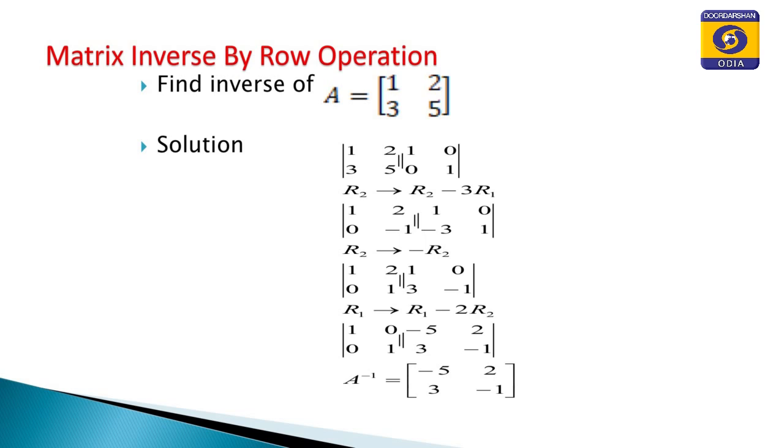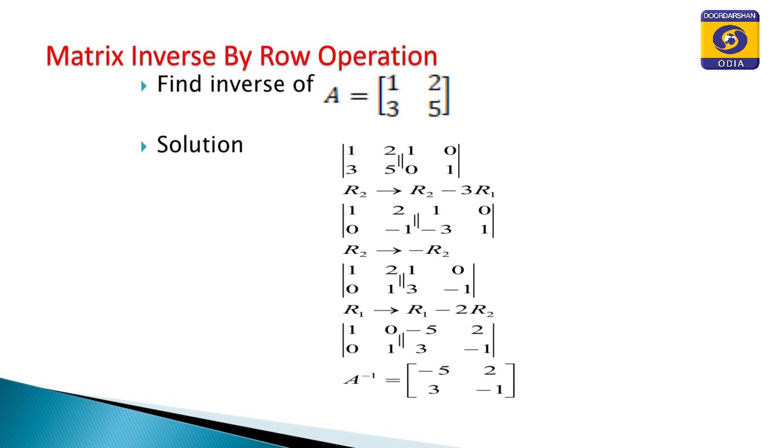Find the inverse of this matrix. Suppose A is a matrix given by 1 2, 3 5. Matrix inversion by row operation. Now we have discussed the inverse of a matrix by the determinant form. Now the matrix inverse by row operation.